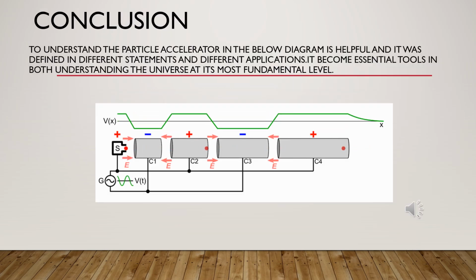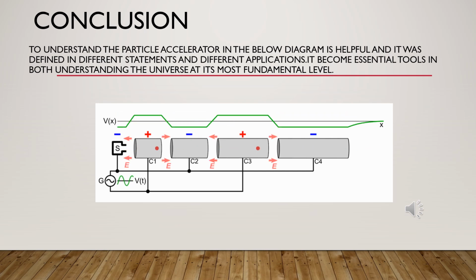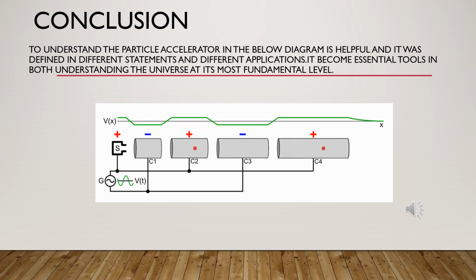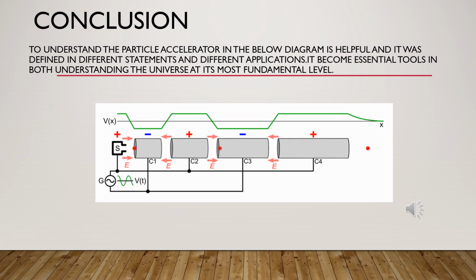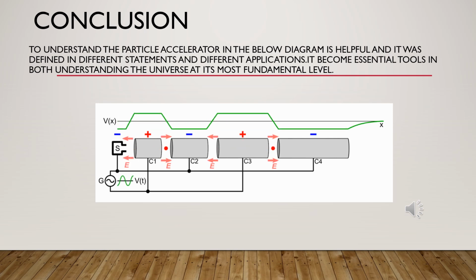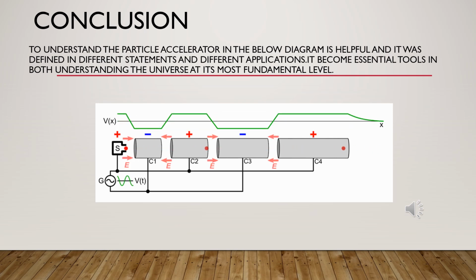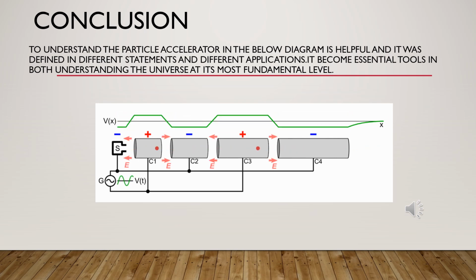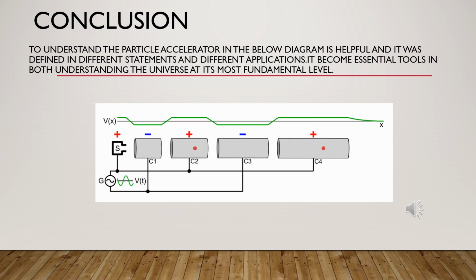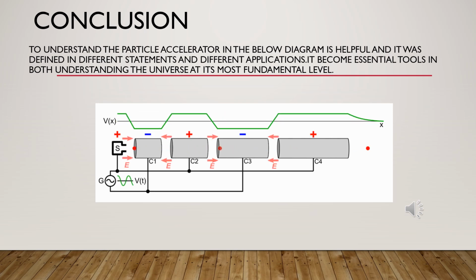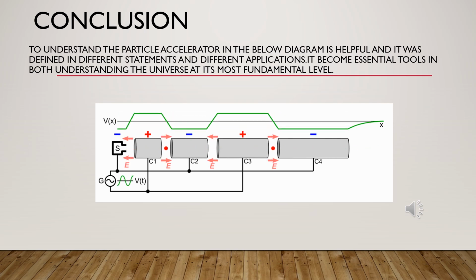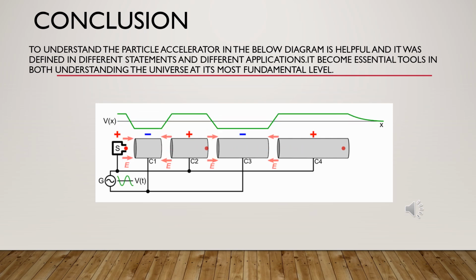How about we come to the conclusion? To understand the particle accelerator, the below diagram is helpful, and it was defined in different statements and different applications. It became an essential tool in understanding the universe at its most fundamental level. Some of the applications derived are ion implanters, electron beam accelerators, linacs, cyclotrons, synchrotrons, and electrostatic accelerators. These are defined by this one.